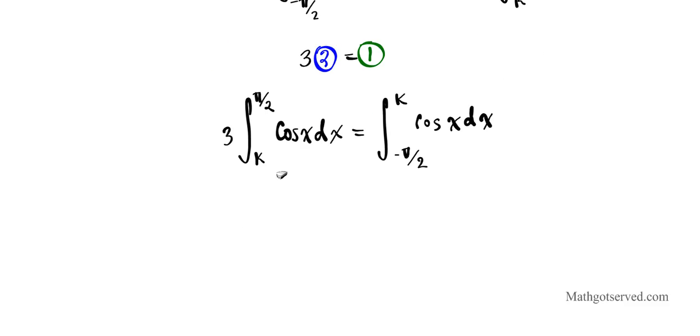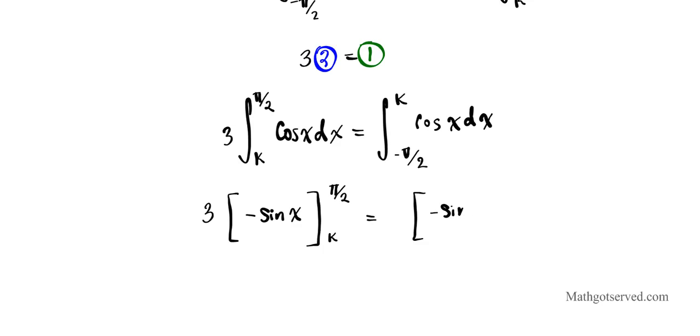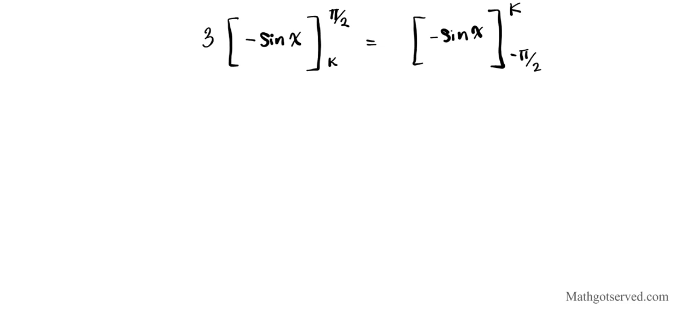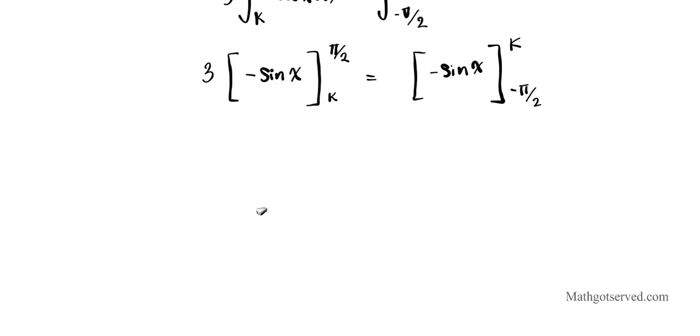Okay, so let's go ahead and integrate this. Find this definite integral. The antiderivative of cosine is sine, so we have sine x evaluated from k to pi over 2. And then on the right side, we integrate exactly the same function, the antiderivative of cosine, sine x, evaluated from negative pi over 2 to k. Now let's focus on the left side, see what that is, and then we'll shift our attention to the right side.